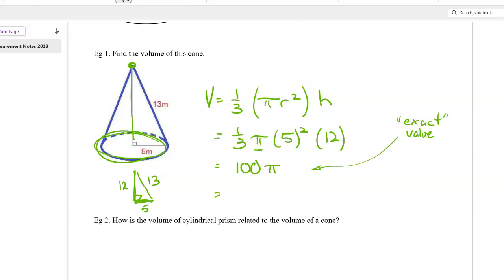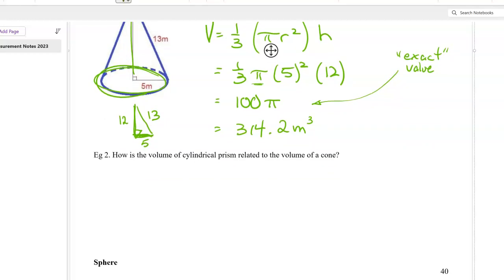Now, if you want to put that in your calculator, that's fine. You end up with 314.2. All right, that is what we call a rounded off value, and it's not an exact value. It's still fine, totally acceptable. Just wanted you to see the difference. Okay, how was the volume of a cylindrical prism related to the volume of a cone? This one is 1/3 of the prism.